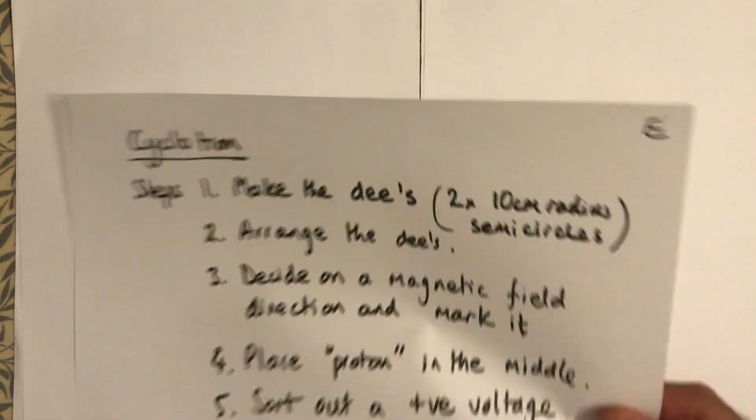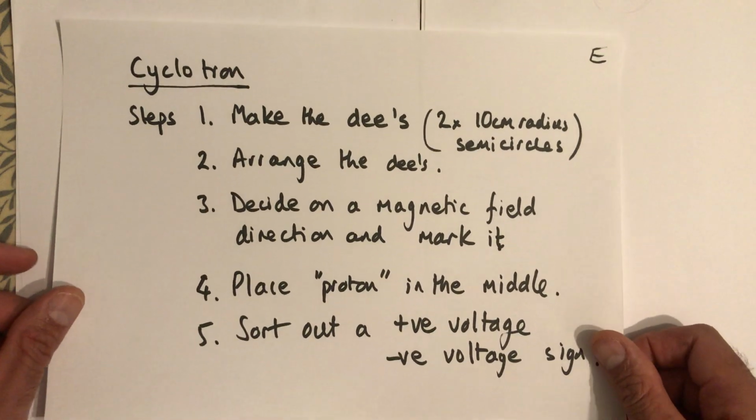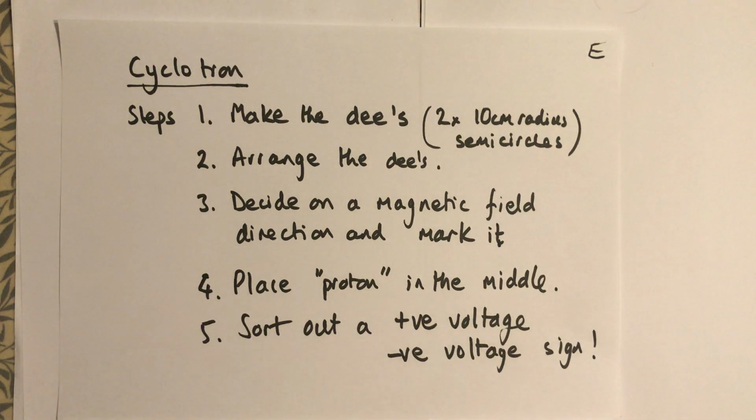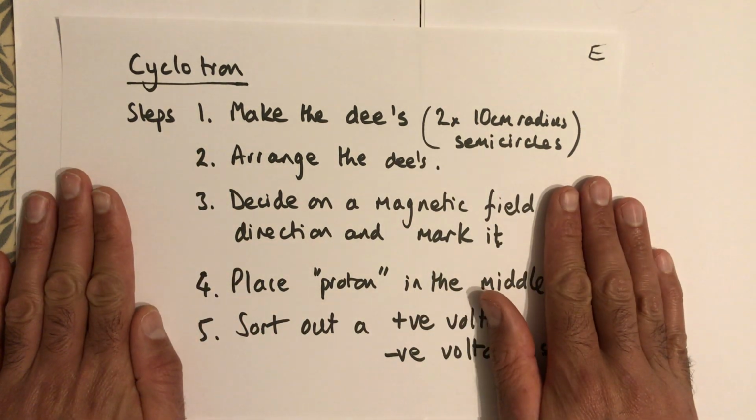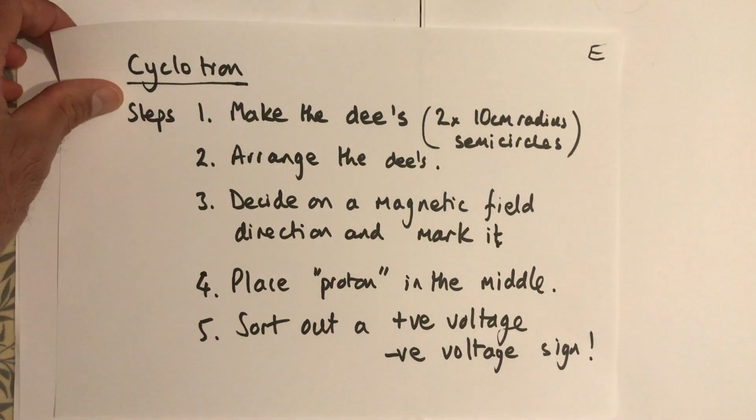Now, the cyclotron. Okay, you are going to make your own cyclotron as part of today's lesson challenge. And we need to go through what you need. First of all, you need some cardboard. So, cardboard.